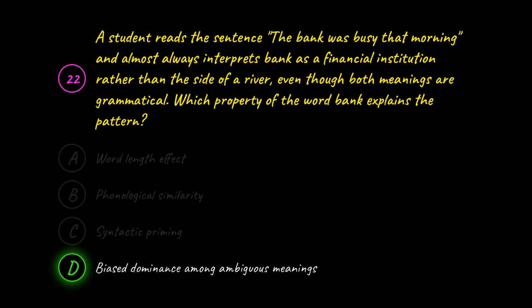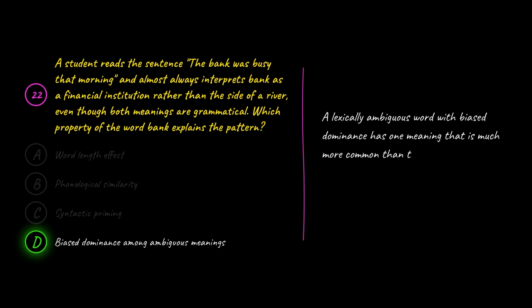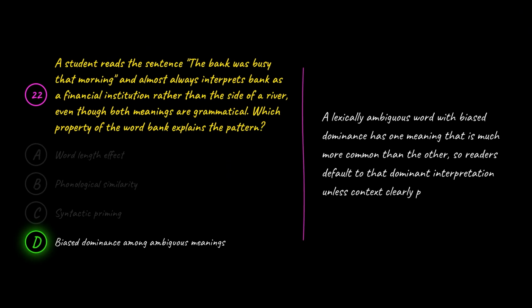The correct answer is D. Biased dominance among ambiguous meanings. D is correct because a lexically ambiguous word with biased dominance has one meaning that is much more common than the other, so readers default to that dominant interpretation unless context clearly points elsewhere.